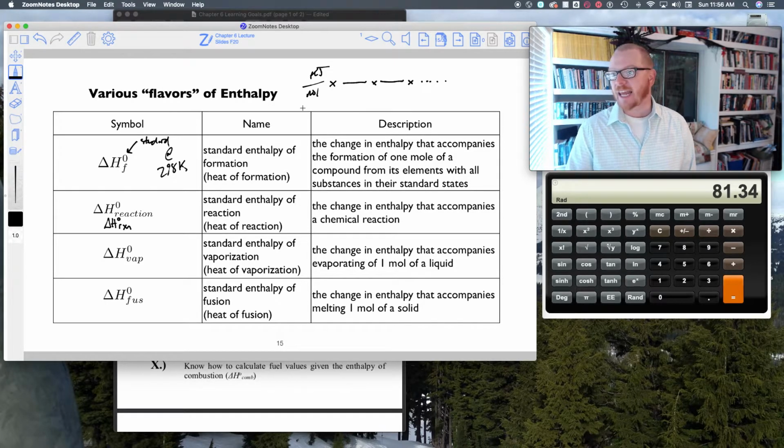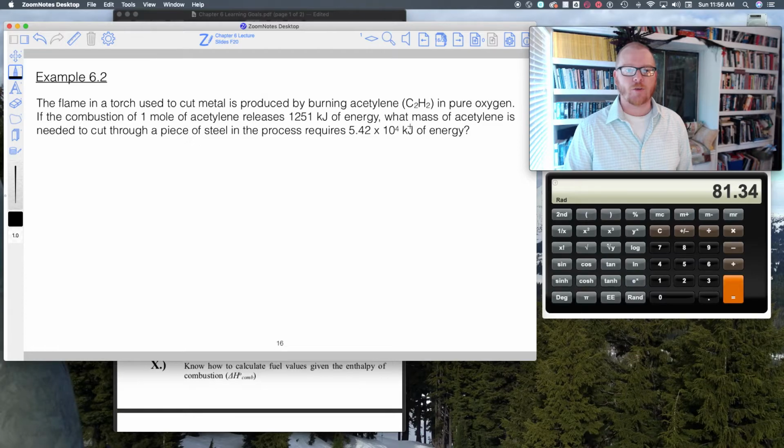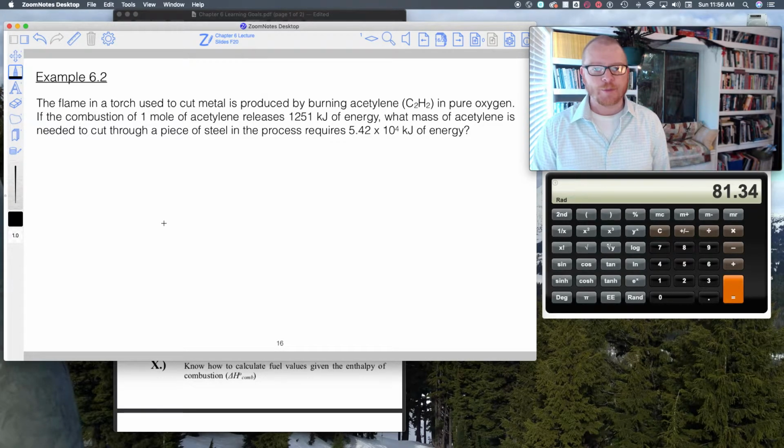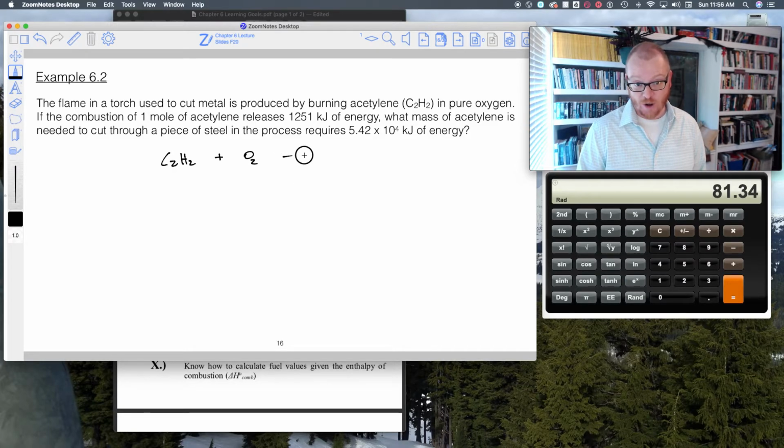So I can use that in my dimensional analysis to do these types of calculations, okay? So let's do a sample problem, all right? The flame in a torch used to cut metal is produced by burning acetylene in pure oxygen. Cool, so acetylene, C2H2, right? This is combustion. You guys know how to do combustion reactions.